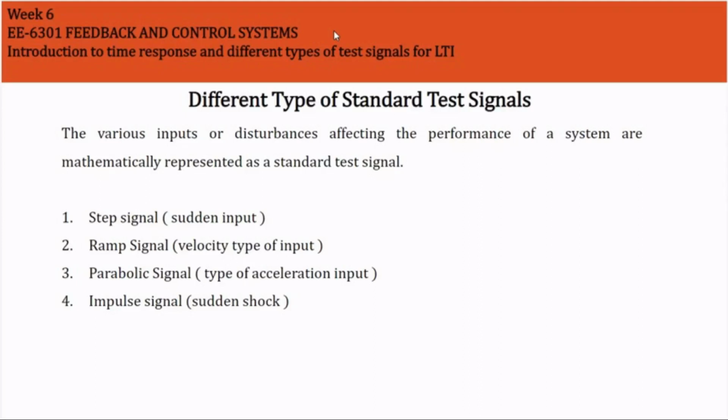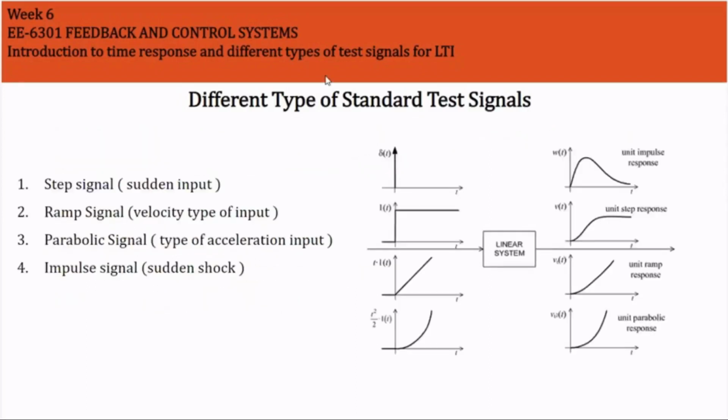Parabolic signal, a type of acceleration input, wherein your input measures acceleration by the initial and the final. And lastly, impulse signals, or the sudden shock. Okay, so these are the types of standard test signals used to understand LTI systems. So you have here a representation using a diagram. You have here the step, the ramp, the parabolic, and the impulse signal.